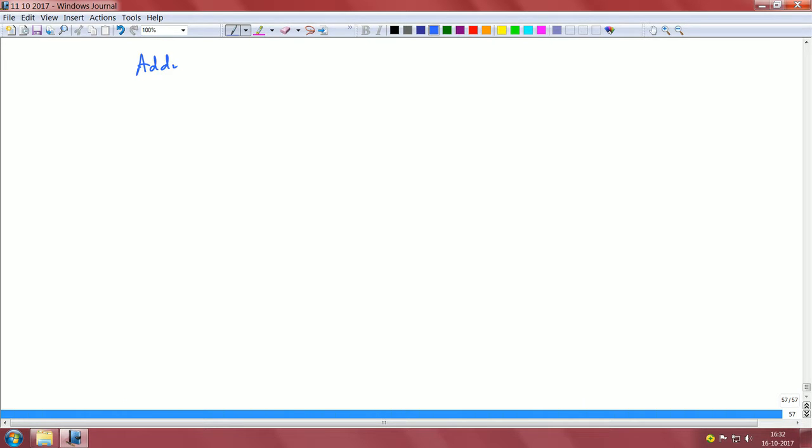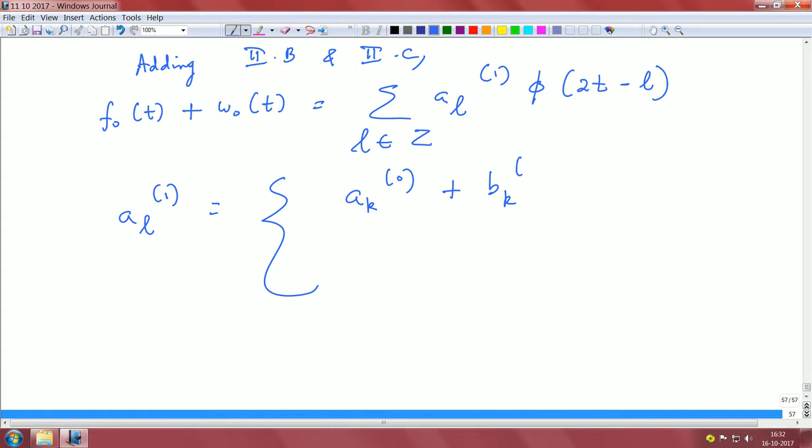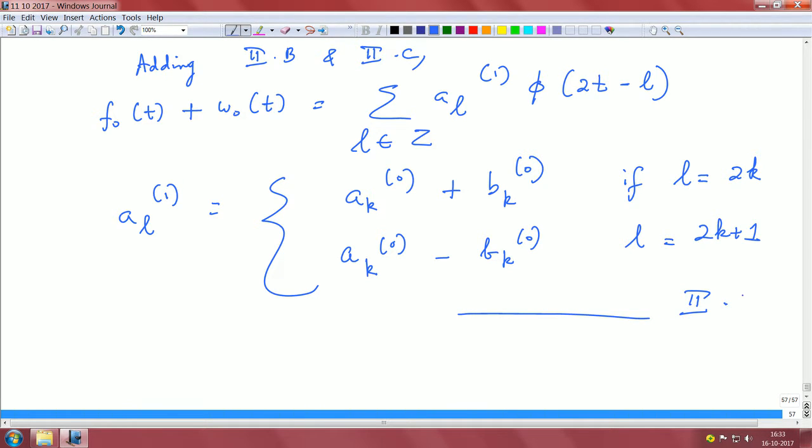Now, adding 2b and 2c, we get f naught of t plus W naught of t is summation l belonging to Z A l of 1 phi of 2t minus l, where A l of 1 equals A k 0 plus B k 0 if l equals 2k, and it is A k 0 minus B k 0 for l equals 2k plus 1. This is basically equation 2d.